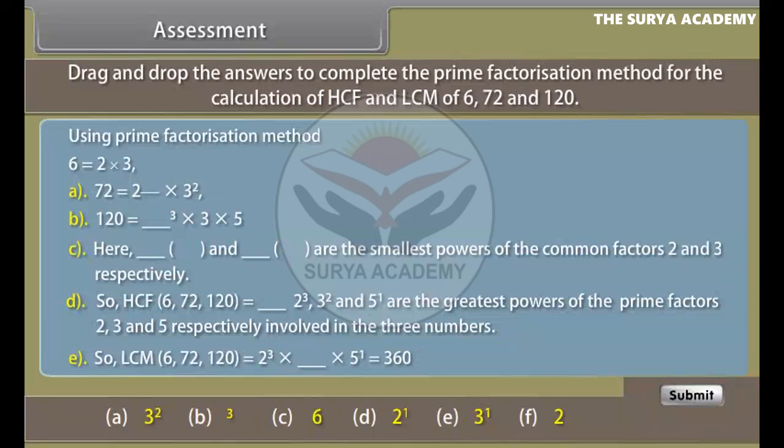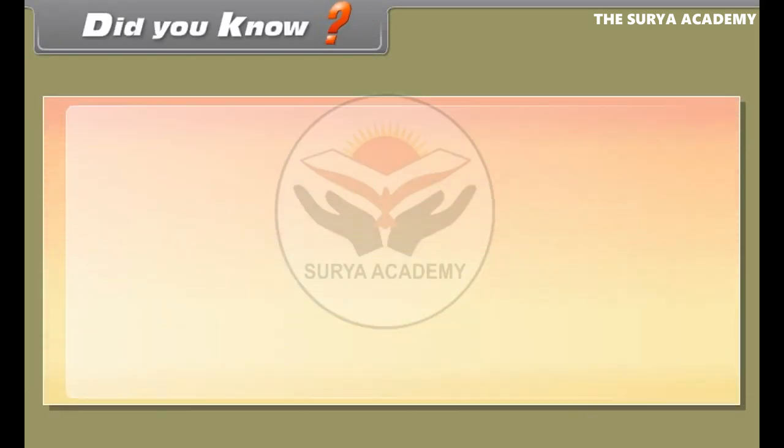Assessment. Before proceeding further, let us know how much you have learned. Drag and drop the answers to complete the prime factorization method for the calculation of HCF and LCM of 672 and 120.